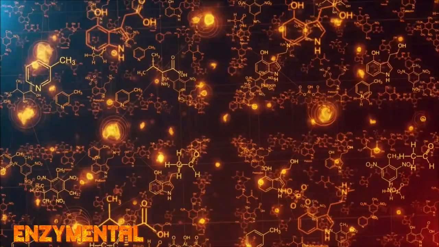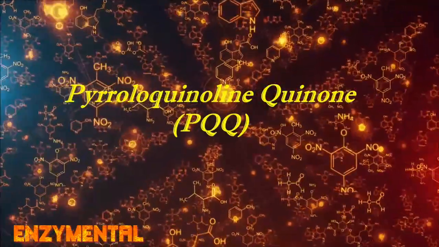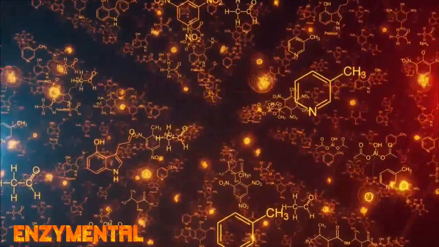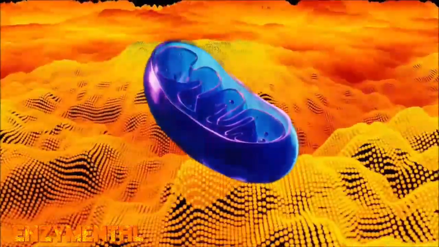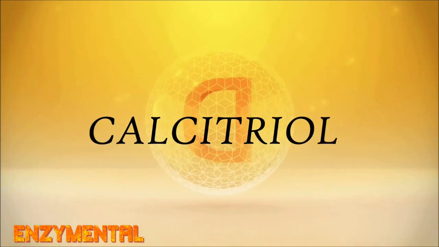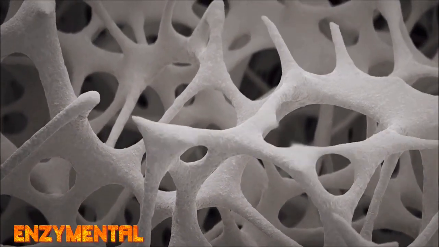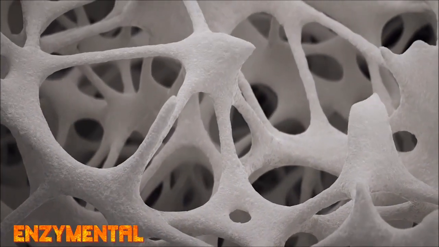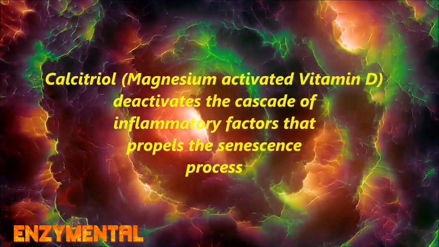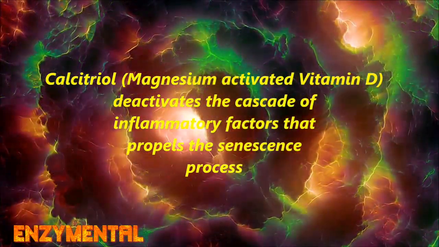Pyrroloquinoline quinone, also known as PQQ, is a natural companion for CoQ10 because as CoQ10 increases mitochondrial ATP production, PQQ directly initiates the growth and maintenance of mitochondria, while also directly supporting the development of osteoblasts. Similarly, calcitriol, the magnesium-activated form of vitamin D, also promotes the development of osteoblasts while also deactivating the inflammatory P38 MAP kinase pathway, which is otherwise responsible for the cascade of inflammatory factors, known specifically as the senescence-associated secretory phenotype, that propels the senescence process.